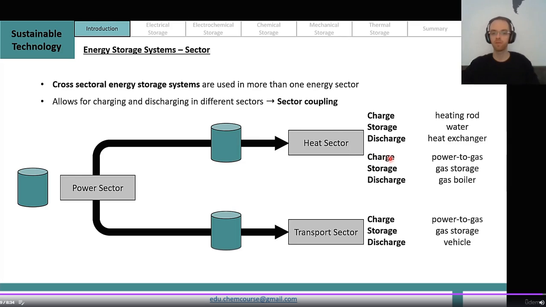Another way of doing this would be to provide a charging process like power to gas. So you kind of create gas from this excess power, and we will later have a look in how this works. You can store this gas, and then you can use a gas boiler to feed energy into the heat sector. Another sector which you could feed from the power sector would, for example, be the transport sector. So you can use your power to convert to gas, similar to this process we've looked at here. You can store this gas, and then you can use this gas, for example, in a vehicle to provide energy for the transport sector.